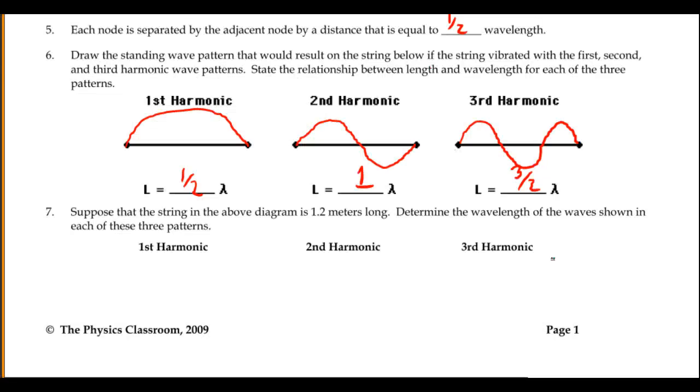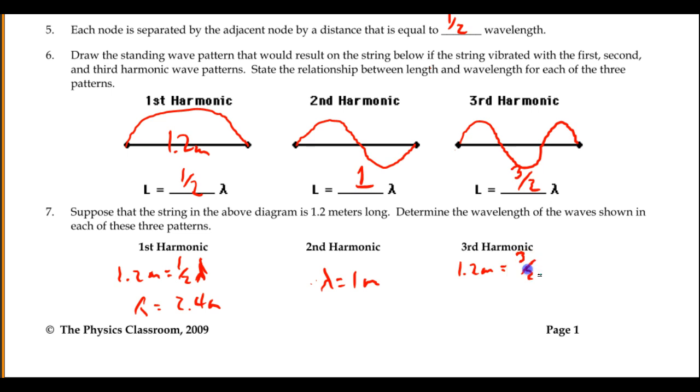Suppose the string in the above is 1.2 meters long, so that makes the entire distance 1.2 meters. We're going to calculate the actual wavelength. Now, if the 1.2 meters is equal to 1/2 of lambda, then lambda is equal to 2.4 meters. If the length of 1.2 meters is 1 lambda, then lambda is going to be equal to 1 meter. If 1.2 meters is equal to 3/2 of lambda, then the wavelength lambda is going to be 2/3 of 1.2, which is 0.8 meters. So with any wave, as the frequency, the number of cycles, goes up, the wavelength will go down.